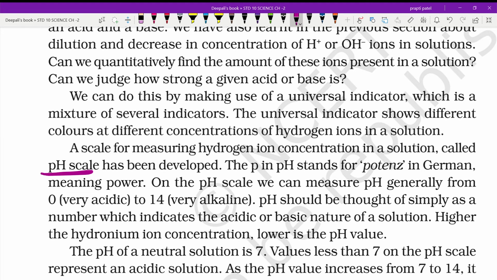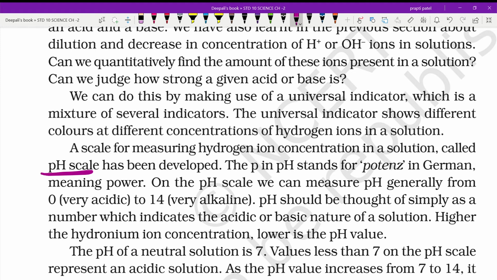Now, the P in pH stands for 'potenz', which in German means power. On the pH scale, we can measure pH generally from 0, which is very acidic, to 14, which is very alkaline, that is basic. So pH simply stands for power of H plus ion. pH should be thought of simply as a number which indicates the acidic or basic nature of the solution.